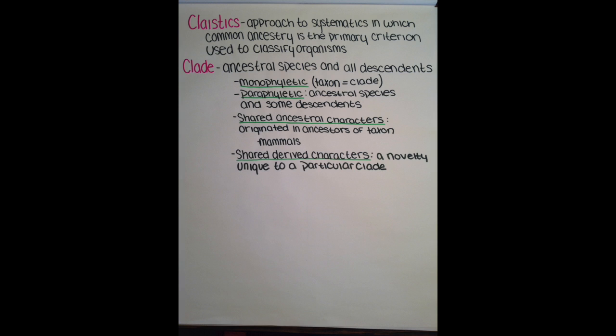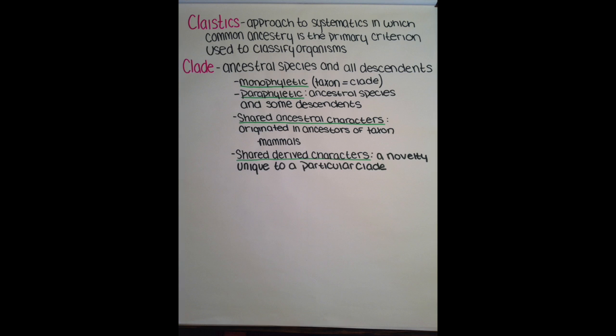Clades can be the same thing as taxa only if the clade is monophyletic, meaning that the clade includes the ancestral species and all its descendants. Taxa and clades differ if the clade only includes the ancestral species and some but not all of its descendants, which is called a paraphyletic group, or in polyphyletic groups, which are groups that include taxa with different ancestors.